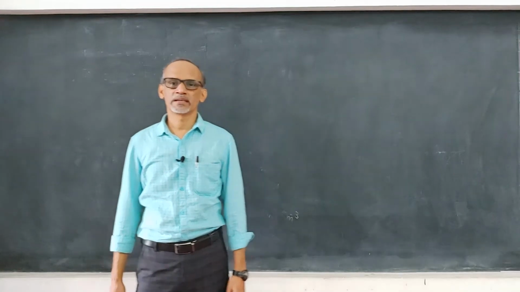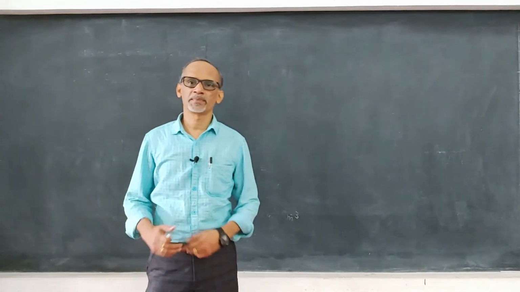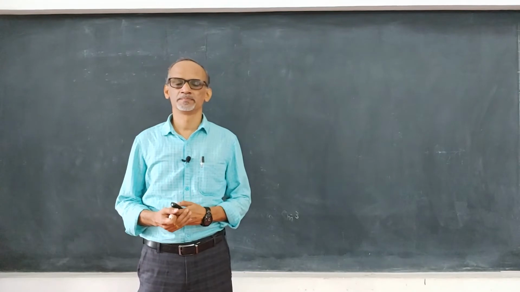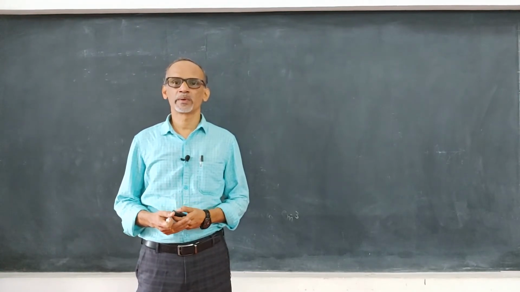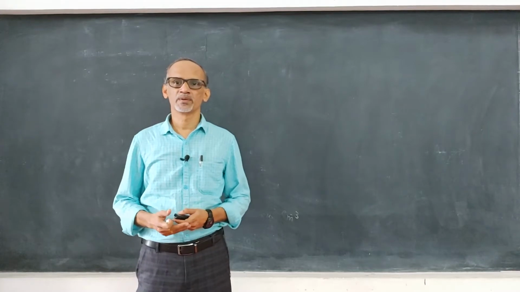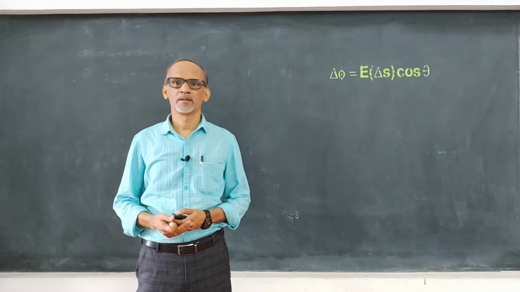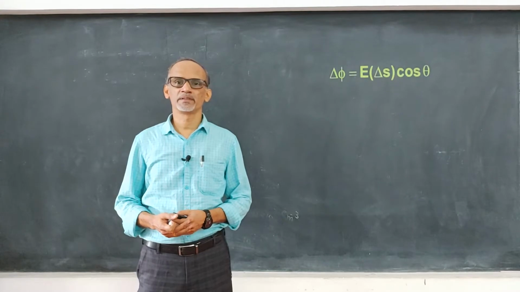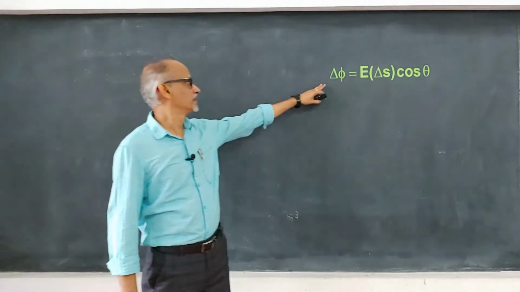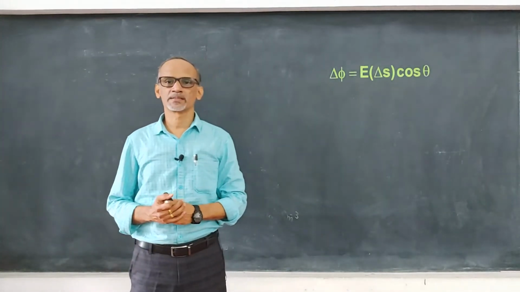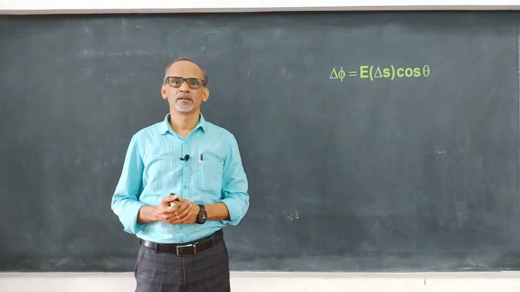Dear students, in the last class I had explained applications of the Gauss theorem, in which we have used a few equations. Just very quickly we will recall, and then we will see more applications of the Gauss theorem. The first equation that we have used is for electric flux through a small surface, which is delta phi.